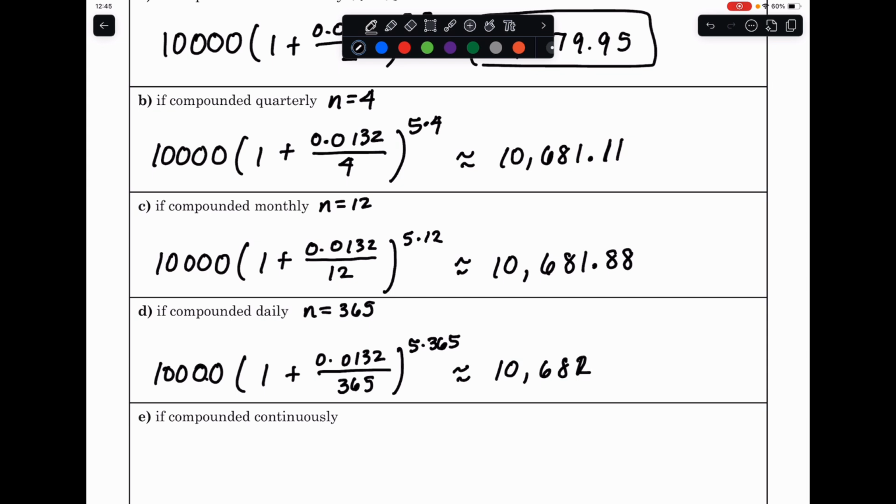It's $10,682 with how many cents is that? Let me remember, 25 cents. So you see not much of a difference. But this is how you use that formula.